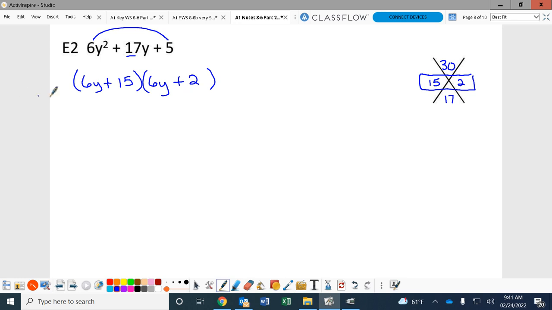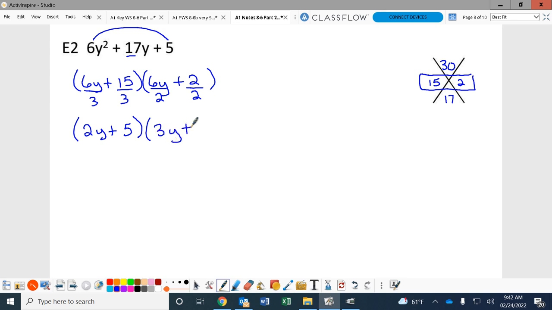Find? What was that word? Find? Okay, so what goes into 6 and into 15? 3. That is going to reduce down to 2y plus 5. Okay. On the other one, what goes into 6 and into 2? 2. That cancels out. That's going to leave us 3y plus 1.